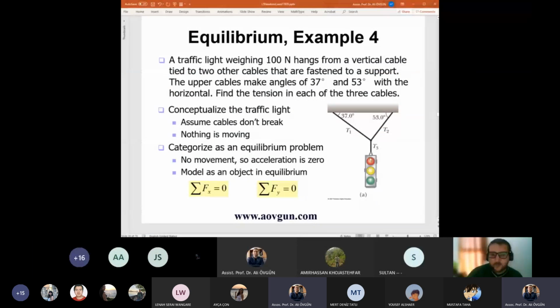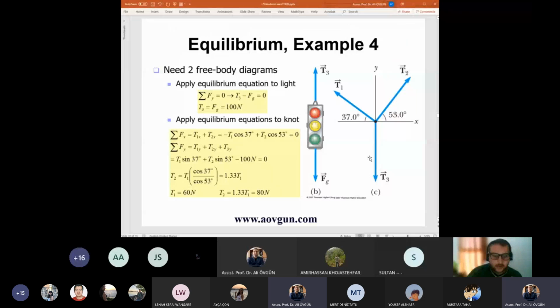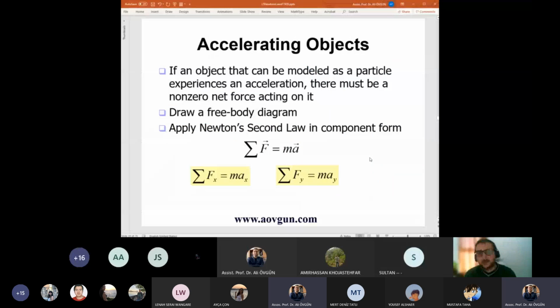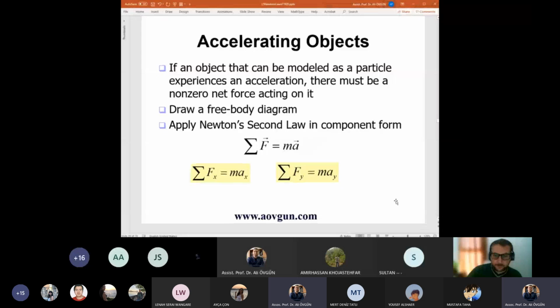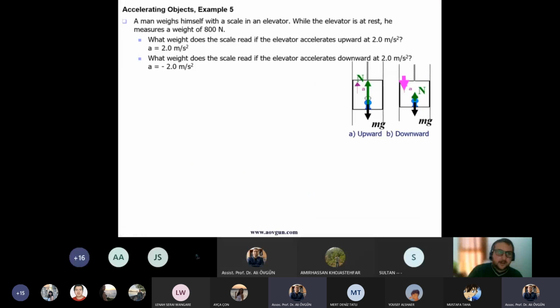So we solved this problem and found the answers. After that, another case is accelerating objects. This is different from equilibrium, and here you must use Newton's second law and its components. First of all, again, you must draw the free body diagram, then apply Newton's second law, separate them into components and solve the problem. Okay, there is another example. So let's look at this sample problem.